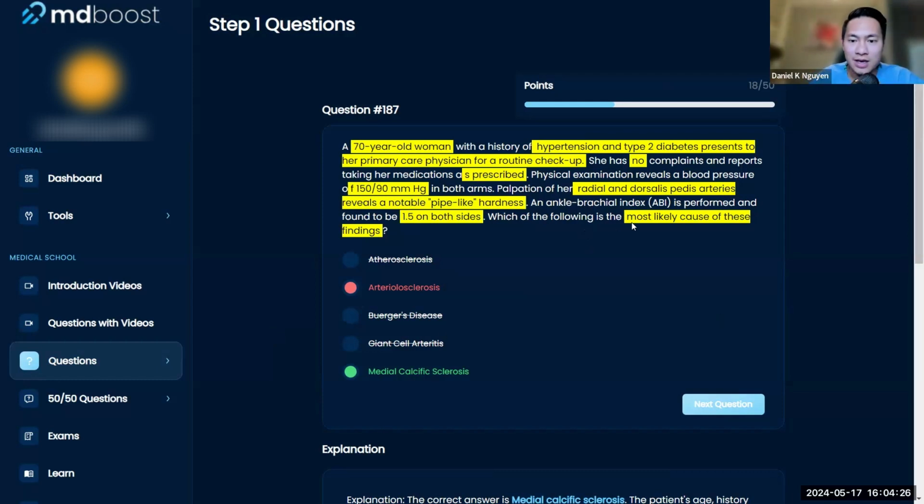But let's talk about the ankle brachial index. Tell me what you know about that. I really don't know anything about it. The ankle brachial index is performed, I mean, I know nothing about it. Okay, let's look this up here.